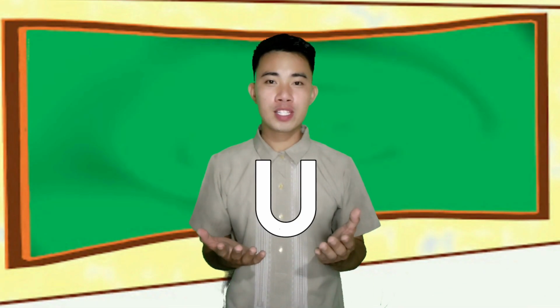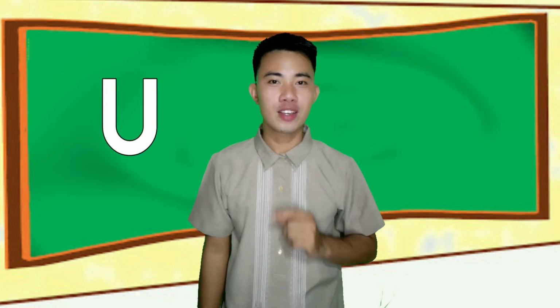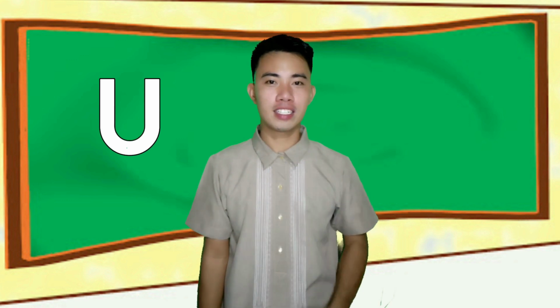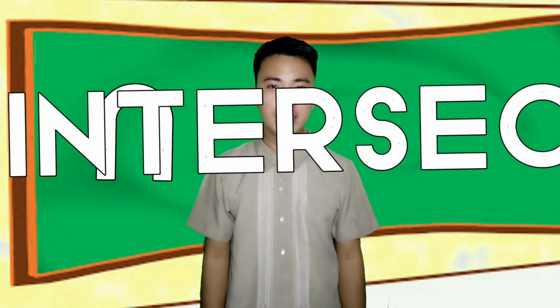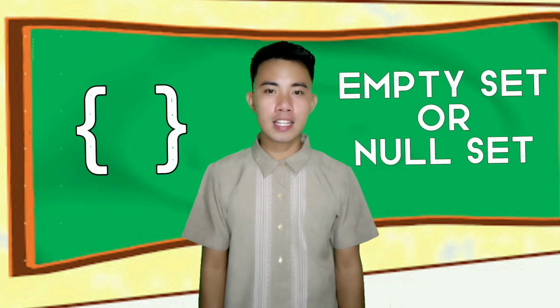Can you describe this symbol? Yes, very good. This is a U style, and you are right. This symbol is union. How about this? Exactly. Inverted U. It is a symbol for intersection. How about this symbol? Correct. It is an empty set or null set. And now, you're ready to learn the lesson for today.